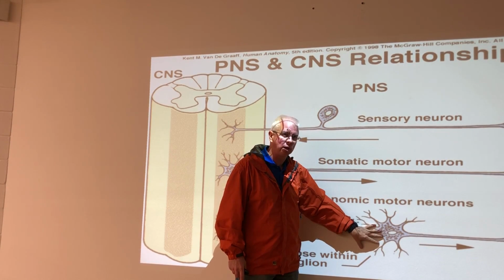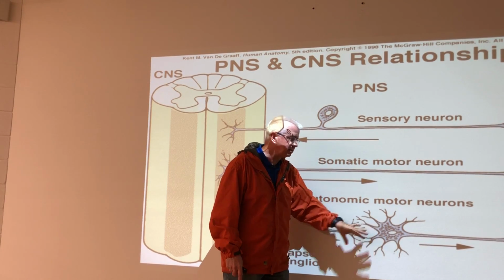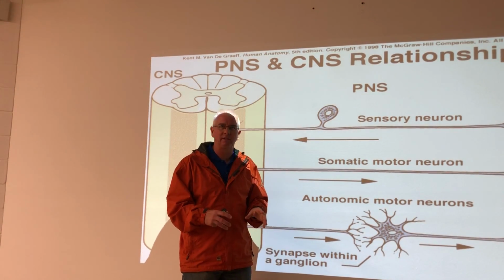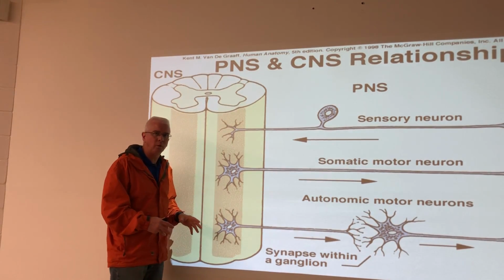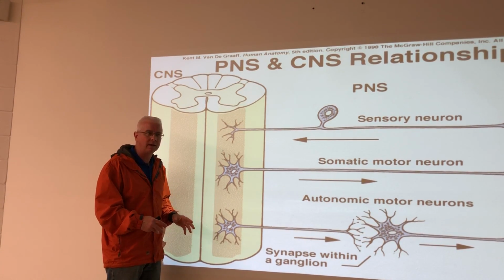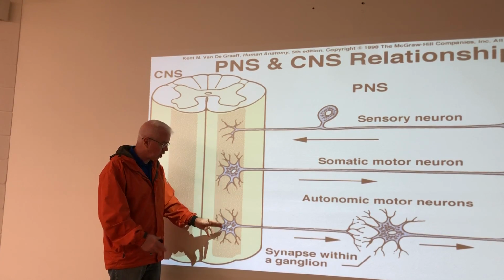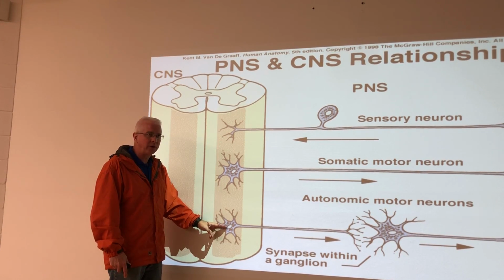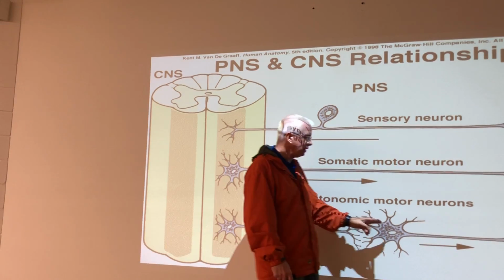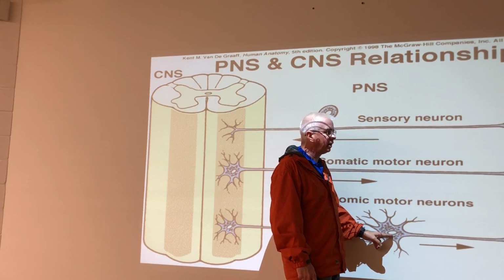Ganglia will be the language I will use here, because in the autonomic nervous system, all of the descriptions will be a two-step process. The anatomy will be two steps. The first step will be here. We'll call this neuron the preganglionic cell, and we'll call this one the postganglionic cell.